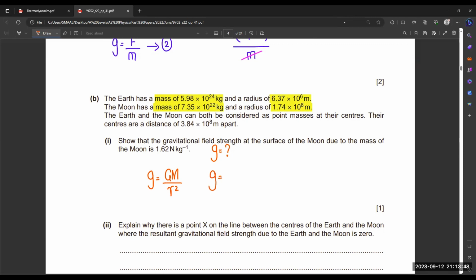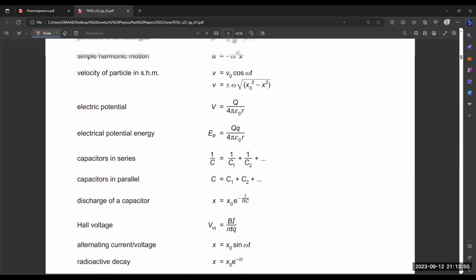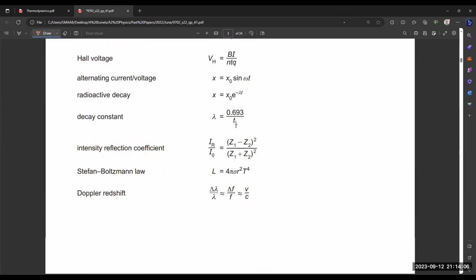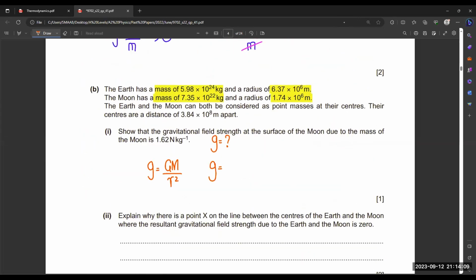The value of capital G is a constant, and in your paper, you will get it in the data sheet. This is the value of capital G, 6.67 exponent minus 11. So you don't need to remember it. You can take the value from your data sheet. So we just need to substitute the values: 6.67 exponent minus 11 multiplied by mass. So which mass do we have to place over here? Mass of moon or mass of earth?